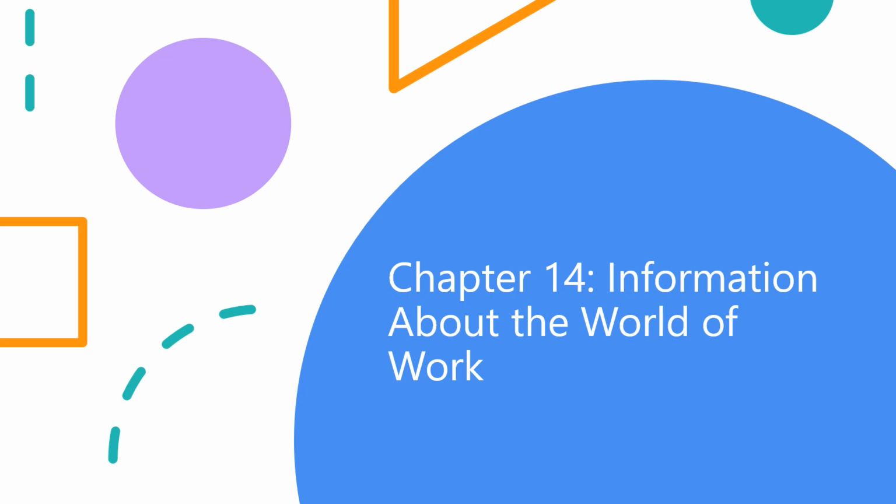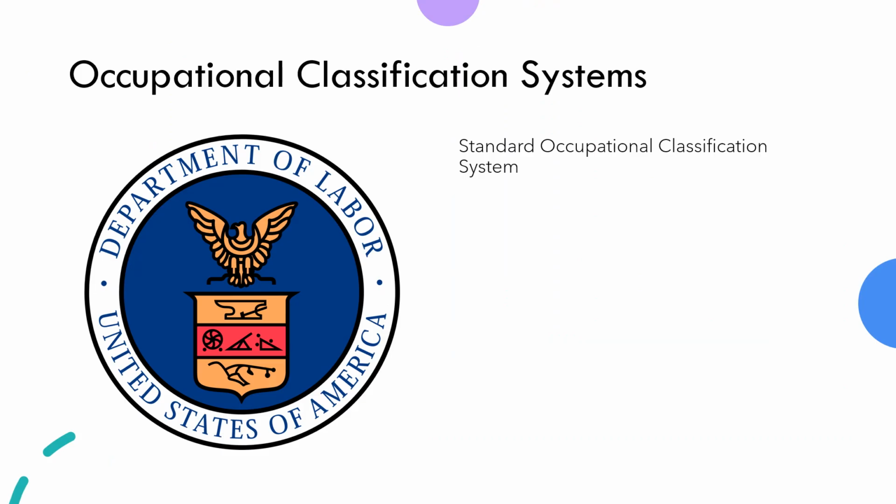In chapter 14, now that we've explored all of the different theories, we're going to talk a little bit about the modern world of work and how we classify and understand different types of career paths. To frame our conversation about career exploration and career data in this chapter, we're going to talk first about the idea of occupational classification systems.